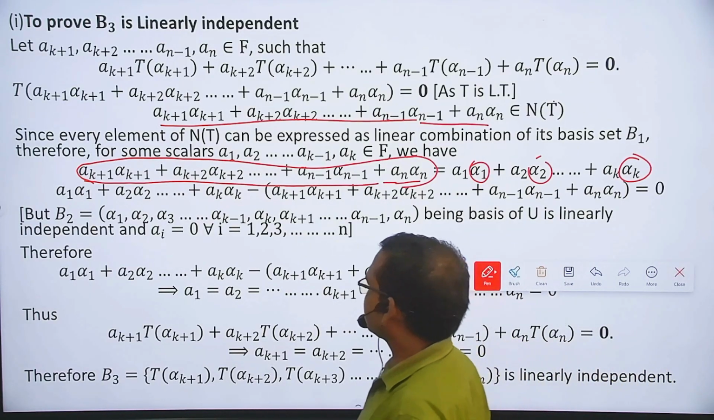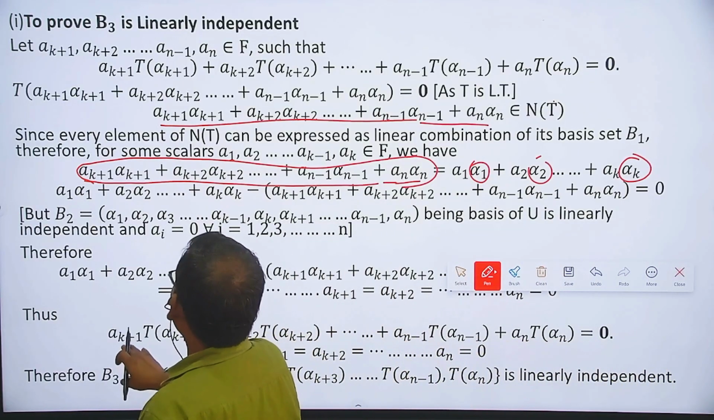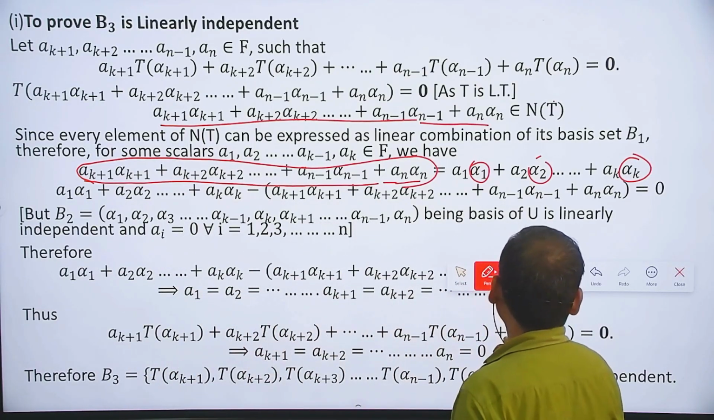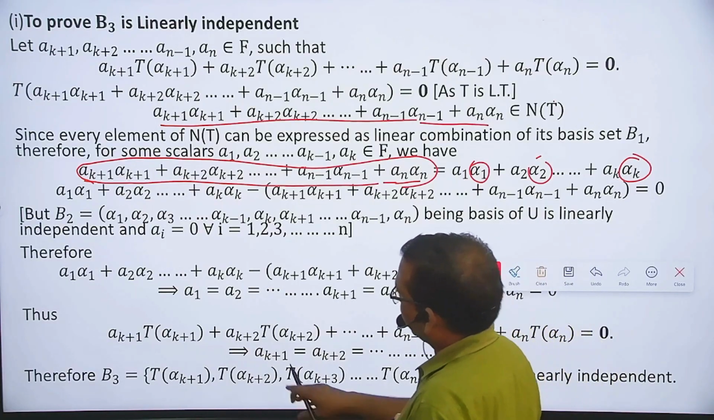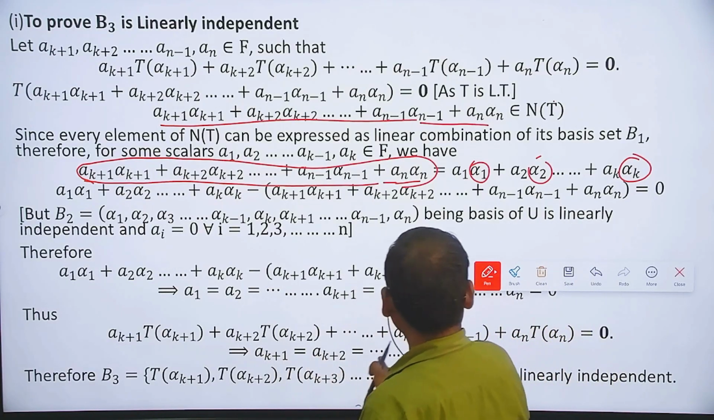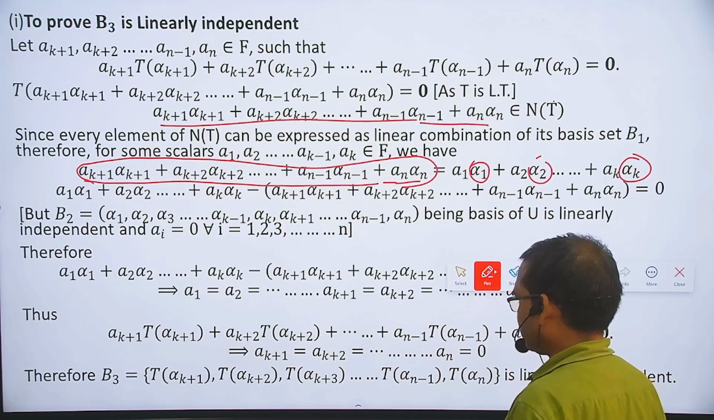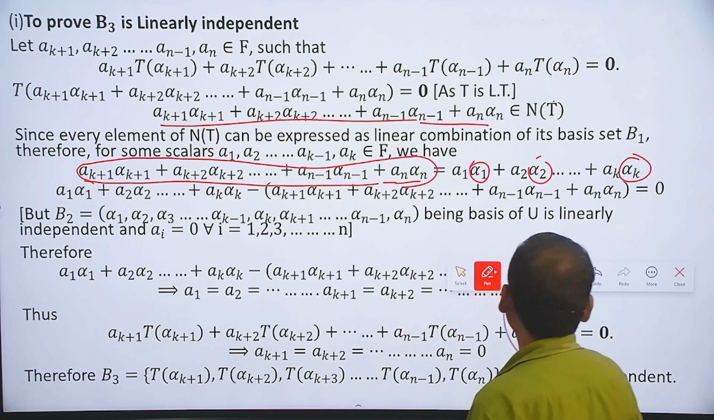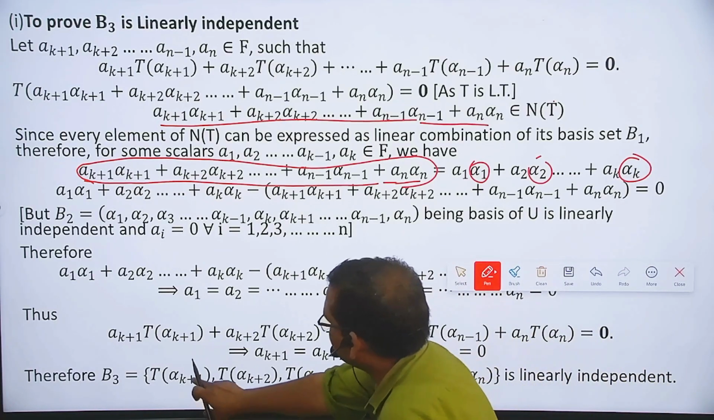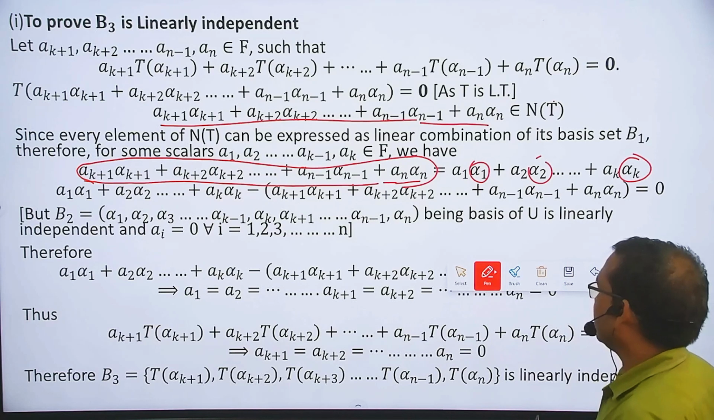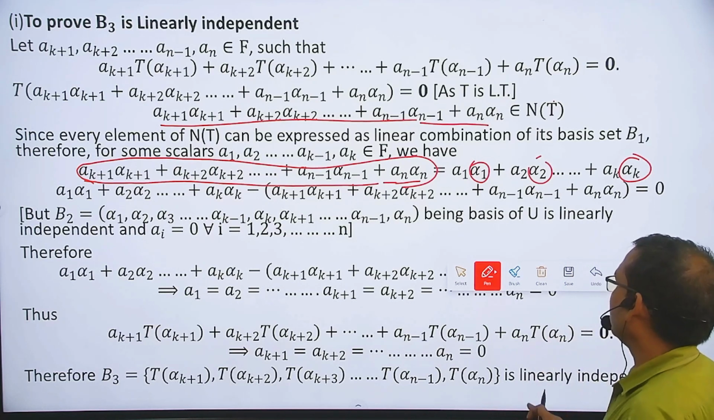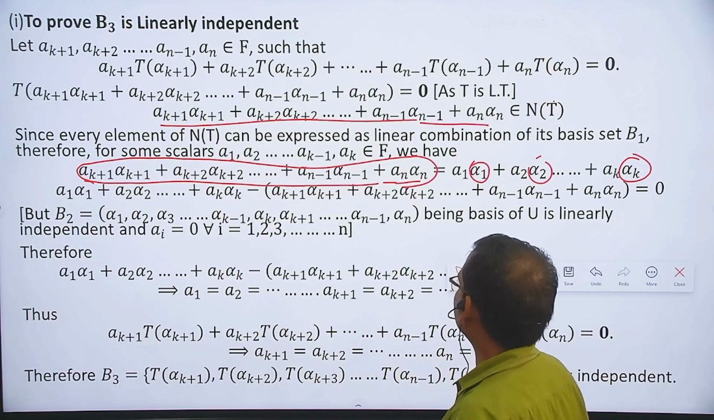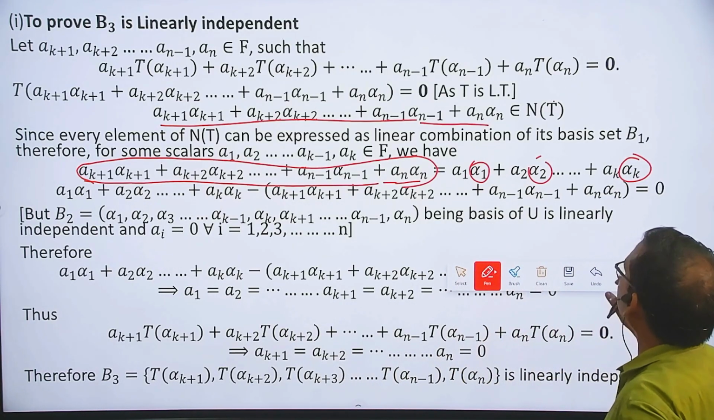It means that a_{k+1} T alpha_{k+1} plus a_{k+2} T alpha_{k+2} and so on, plus a_n T alpha_n equal to 0 implies a_{k+1}, a_{k+2}, up to a_n are equal to 0. Thus, this linear combination of image vectors equal to 0 implies all scalars are 0. So they are linearly independent.